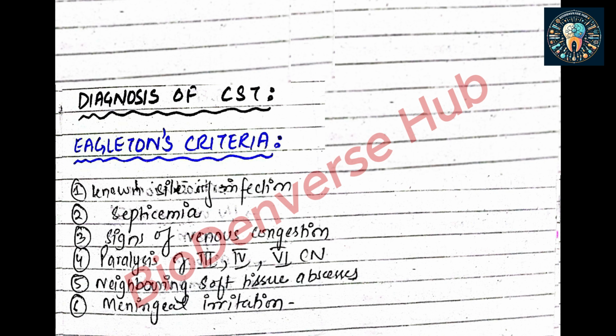So first of all, the first criterion for cavernous sinus thrombosis is that there should be a known site of infection. Secondly, there should be septicemia. Thirdly, signs of venous congestion. After that, paralysis of the third, fourth, and sixth cranial nerves. Neighboring soft tissue abscesses should be present. And the last criterion is meningeal irritation, which is your CNS signs. So this was Eagleton's criteria.